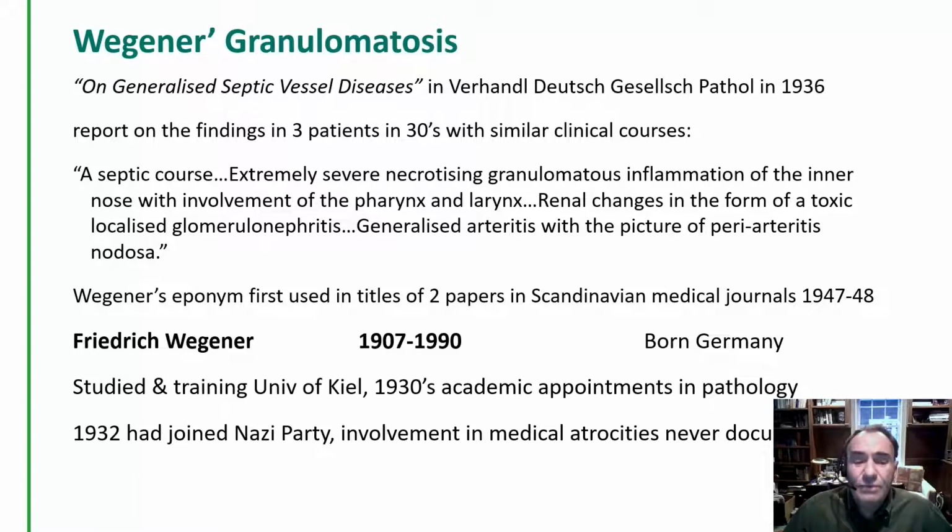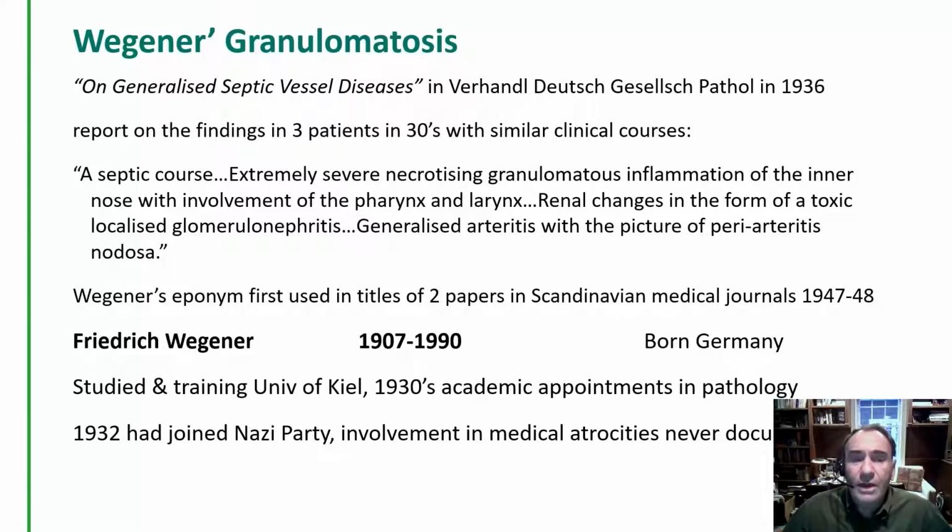The eponym attributed to him was actually first used in the titles of two papers describing the condition, but not until 1947, 1948. So who was Wegener? Well, he lived from 1907 to 1990. Born and lived in Germany his whole career, studied and trained at the University of Kiel. Through the late 1920s and 1930s, he had academic appointments there in pathology.